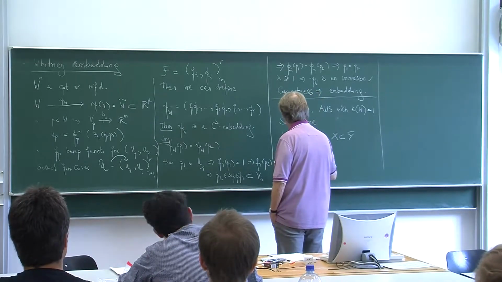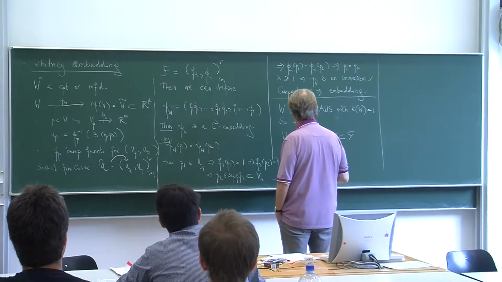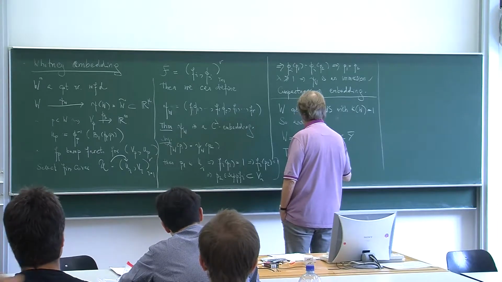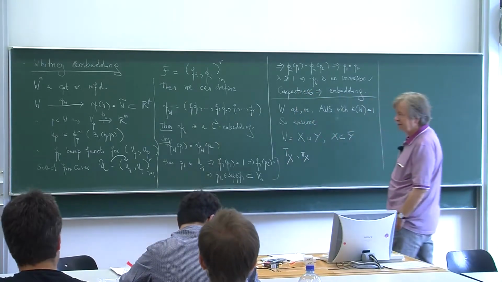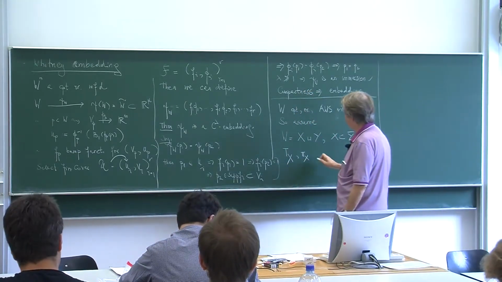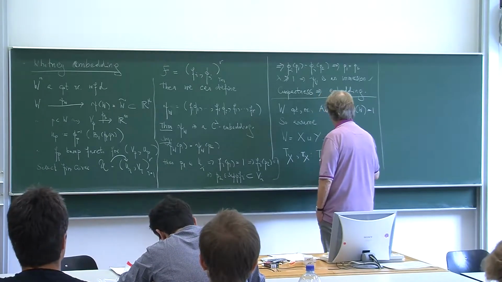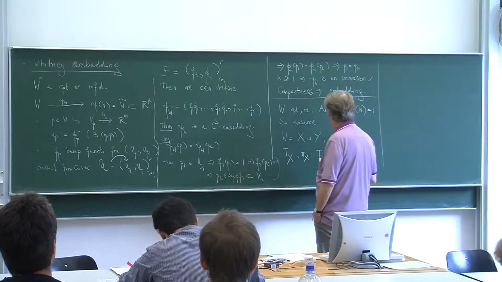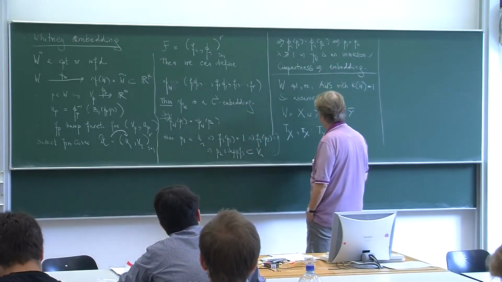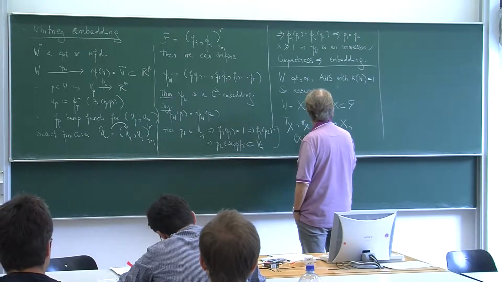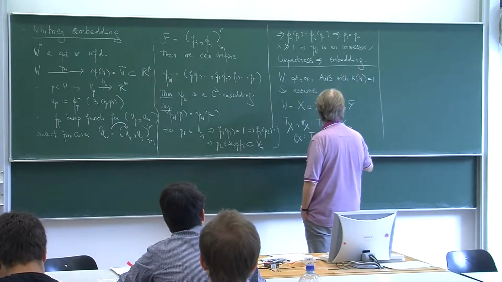So we have a tubular neighborhood T_X of X in W, the local retraction p_X, which maps T_X to X, and the tubular function rho_X from T_X to R_+.